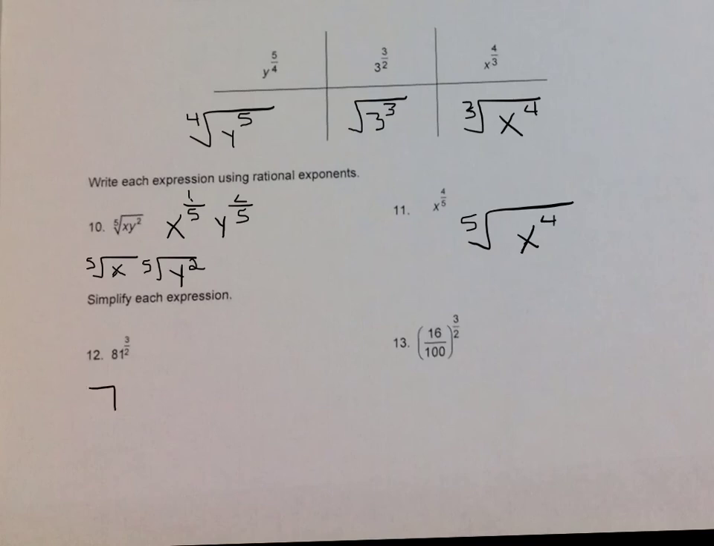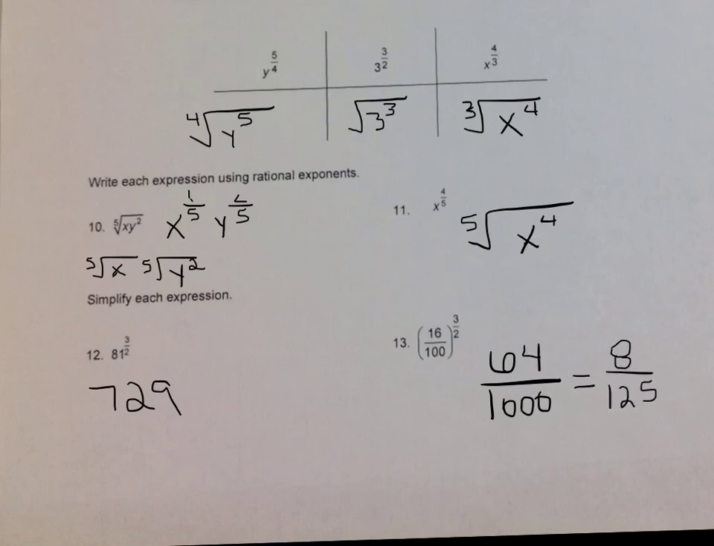Number 12, you should have gotten 729. Number 13, you should have gotten 64 over 1,000, which simplifies to 8 over 125. What I would like for you to do is to go ahead and work through number 14 through 17 by yourself, and we will check those answers as a warm-up in class tomorrow.